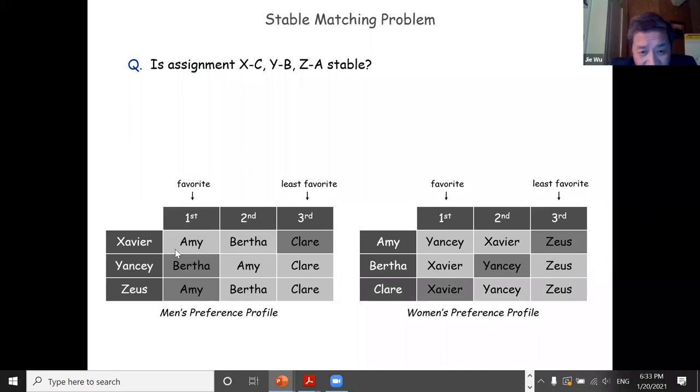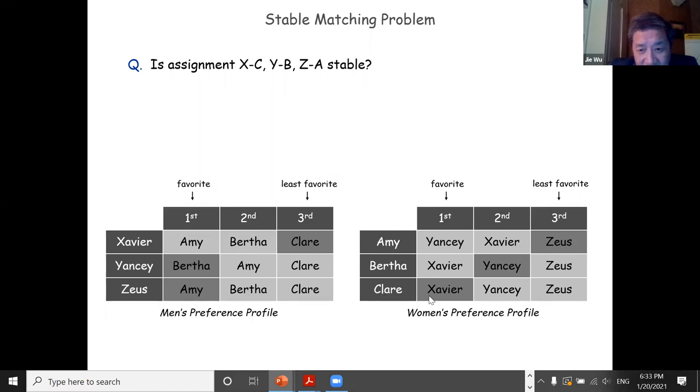Suppose you have this kind of preference. You see the preferences, this is a boy and a girl. The darker one really means that it's the current matching. So Xavier is matched with Claire, Yanni with Barca, Zeus with Anne. They ask whether this is stable, okay? The other table is just the opposite, the same.